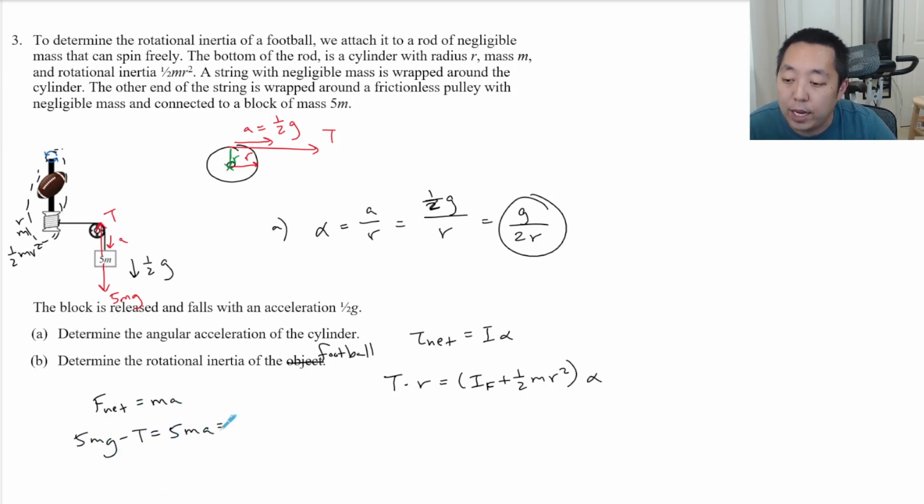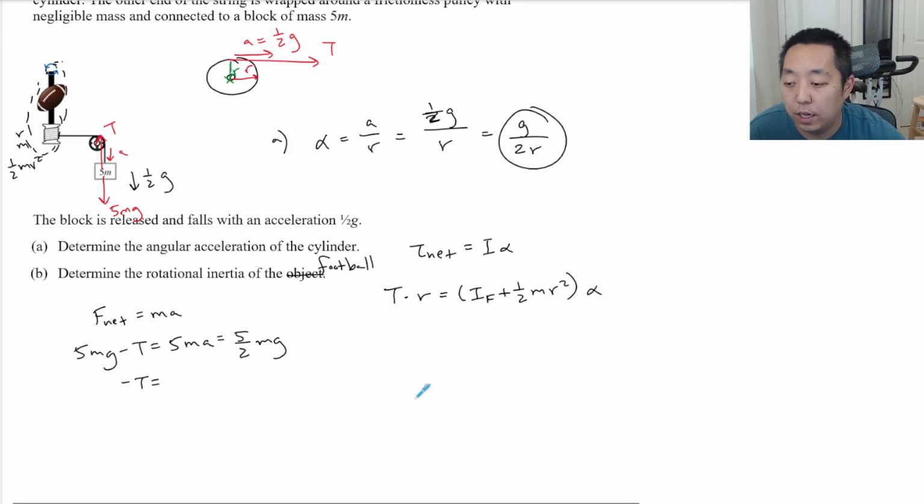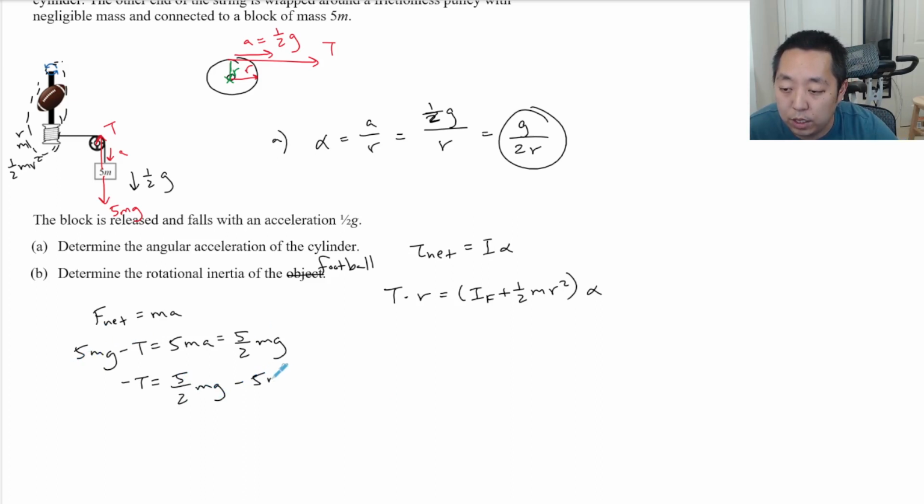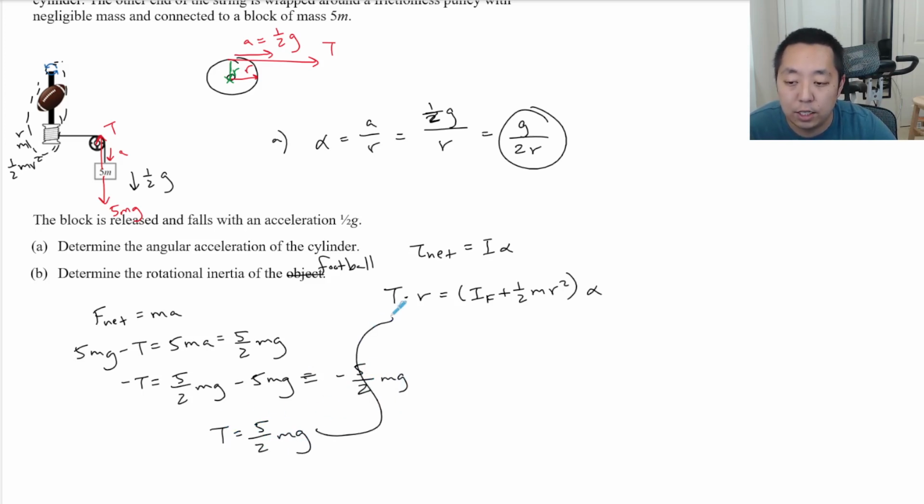5mg minus the tension is 5m times a. But we know that a is equal to 1/2 g, so this is 5/2 mg, right? Because I replaced the a with 1/2 g. And so you can solve for the tension here. If I subtract 5mg, I get negative tension is 5/2 mg minus 5mg. And if you do 5/2 minus 5, you get negative 5/2 mg. So that means the tension is equal to 5/2 mg. So now I know what the tension is. And now I know every piece of information in here.